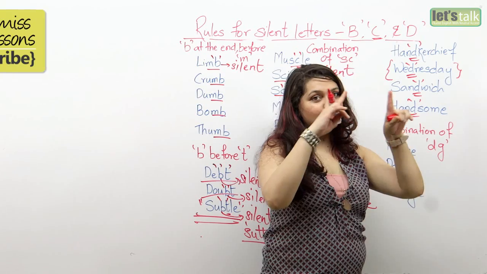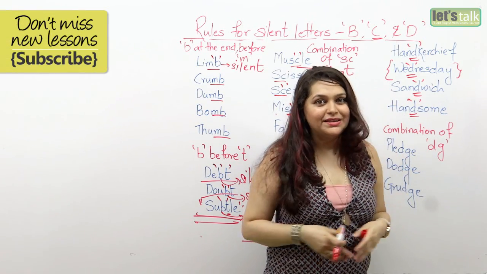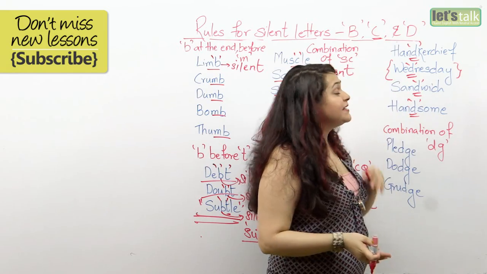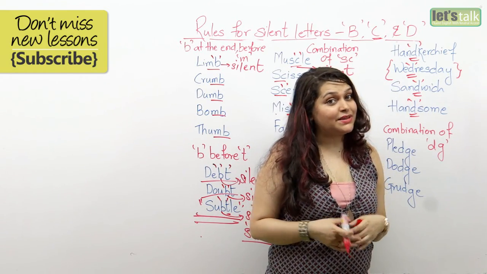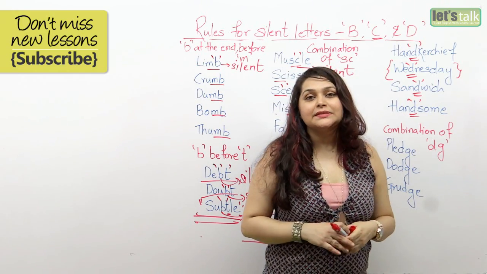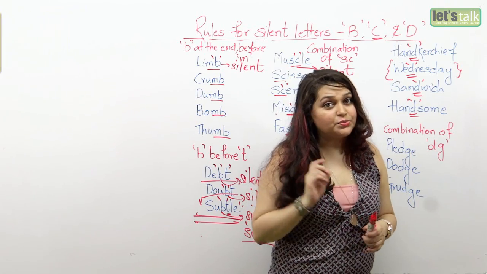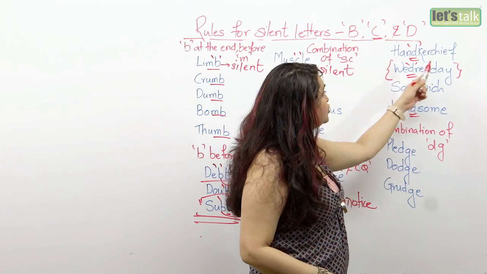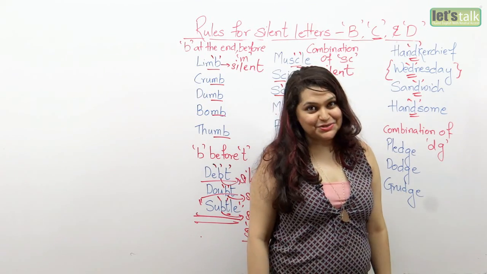Handkerchief, the small beautiful piece of cloth that you carry with you, probably to wipe your face, your nose. Wednesday, the day of the week. The sandwich, the one that you eat made out of bread or whatever else that you like. And handsome, which means someone who's attractive and good looking, mostly used for men. So the pronunciations one more time: handkerchief, Wednesday, sandwich, handsome. Moving on to the next rule.